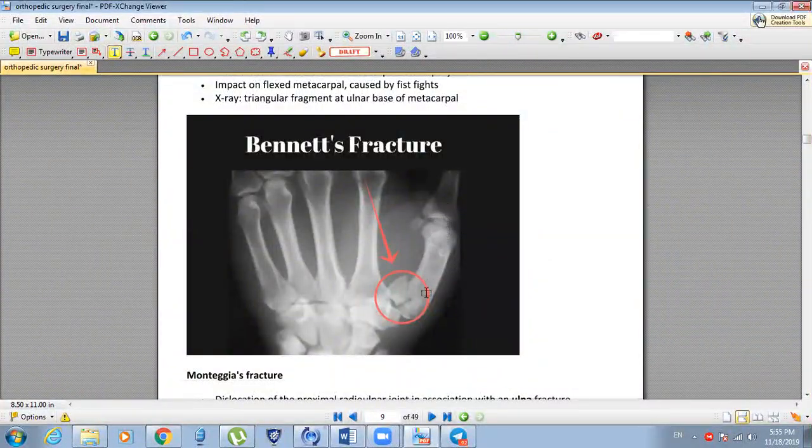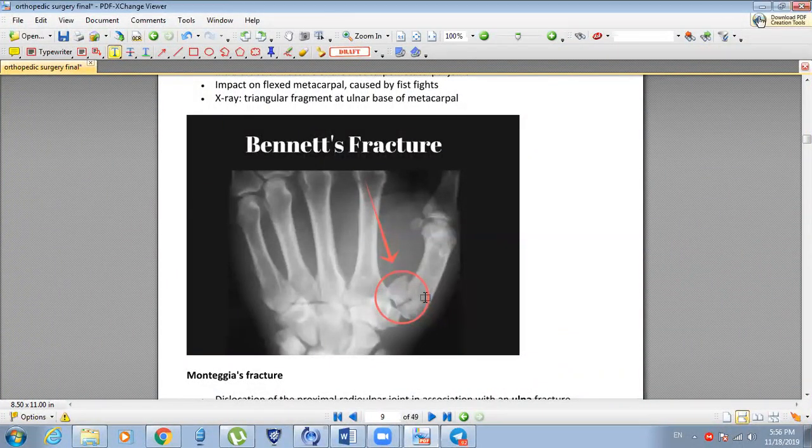This is the sample. This is the base of the thumb, and the base of the thumb is fractured, as you can see here. This is called Bennett fracture. So what is Bennett fracture? Bennett fracture is a fracture in the base of the thumb.